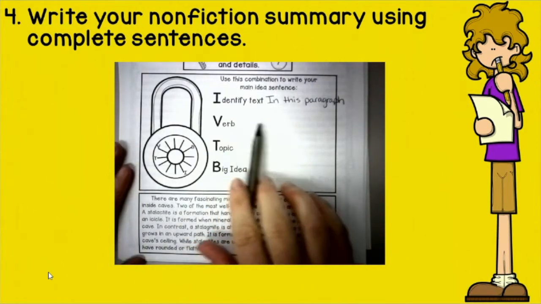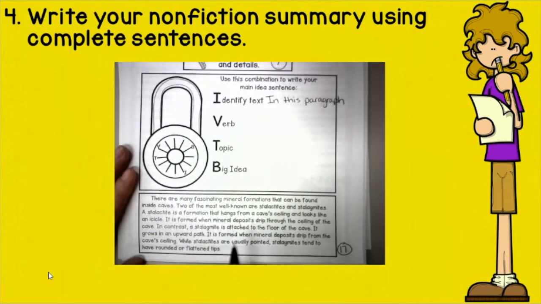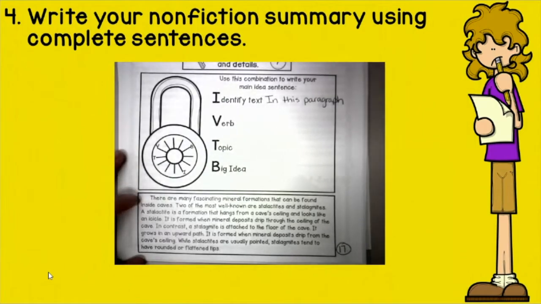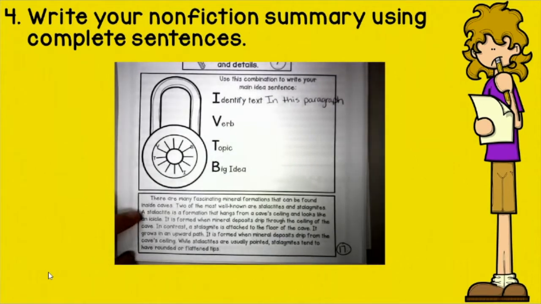Now, I don't know just yet what verb I'm going to use because I have to read it. I got to figure out what is the author doing here. Now, as I'm reading, I want you following along with me. Here we go. There are many fascinating mineral formations that can be found inside caves. Two of the most well-known are stalactites and stalagmites. A stalactite is a formation that hangs from a cave ceiling and looks like an icicle.